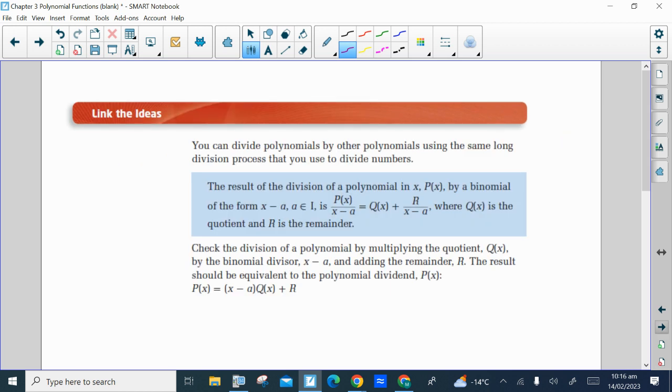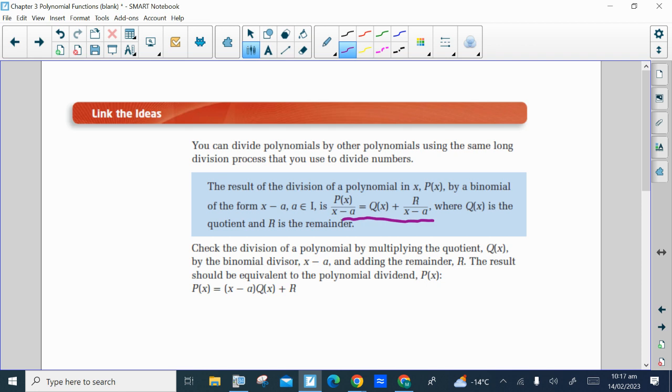So, you can divide polynomials by other polynomials using the same long division process that we use to divide numbers. The result of the division of a polynomial, p at x, by a binomial, x minus a, is p at x over x minus a equals q at x, which is the quotient, plus the remainder, which is written as a ratio over the original divisor. So this statement here, this polynomial statement, is exactly what we wrote on the previous pages. After we did the 2 divisions, we wrote a division statement, and that's the general form of what we wrote on the previous page for both of those divisions. So q at x is the quotient, and again, r is the remainder.